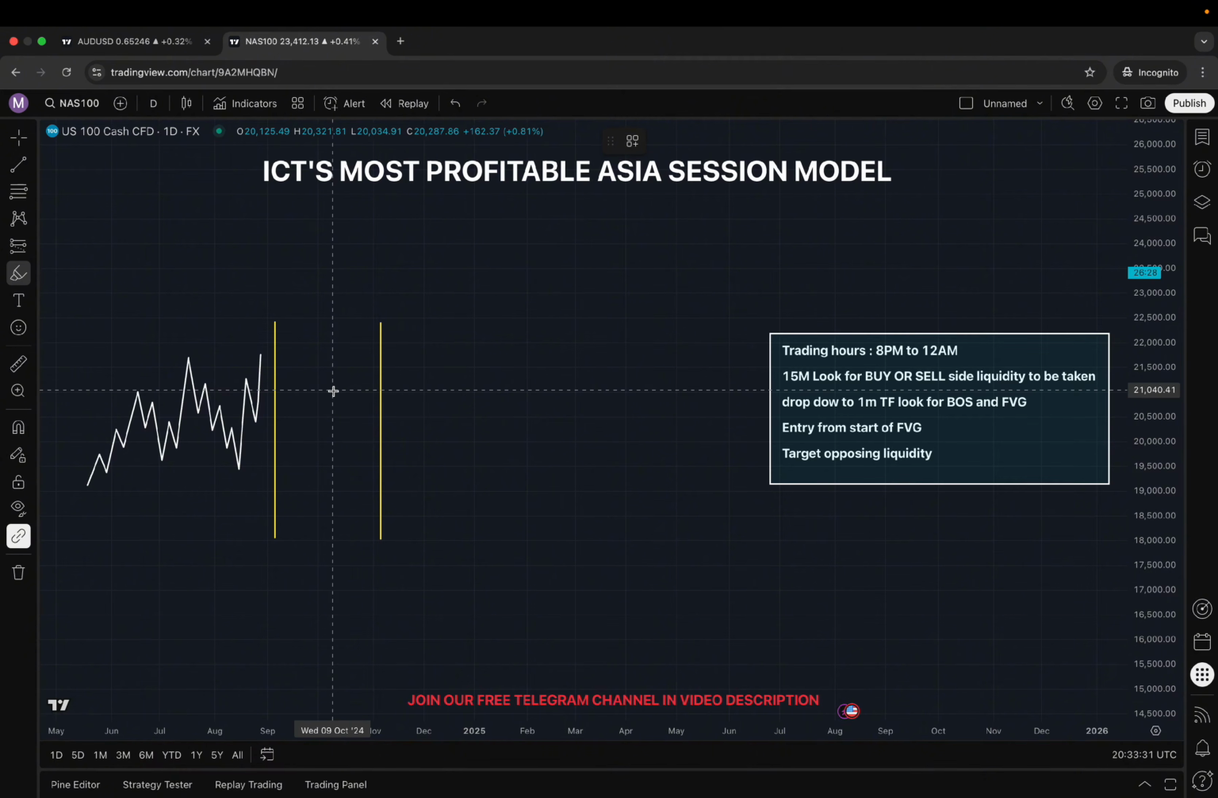So in terms of the trading hours, I've tried out different trading hours, and what's worked for me best is between 8 p.m. New York time till 12 a.m. So make sure to set your time zone on TradingView on UTC-4.